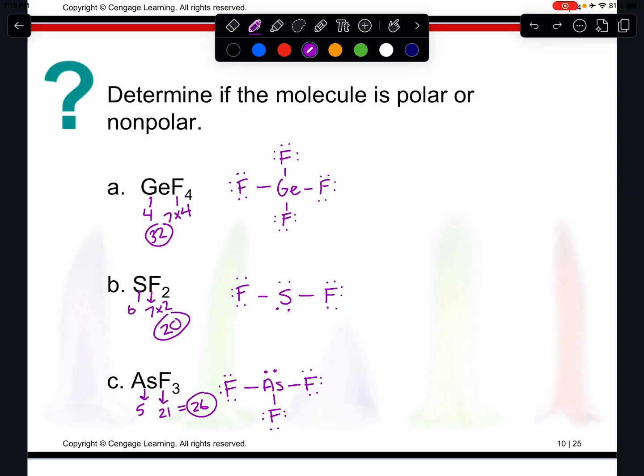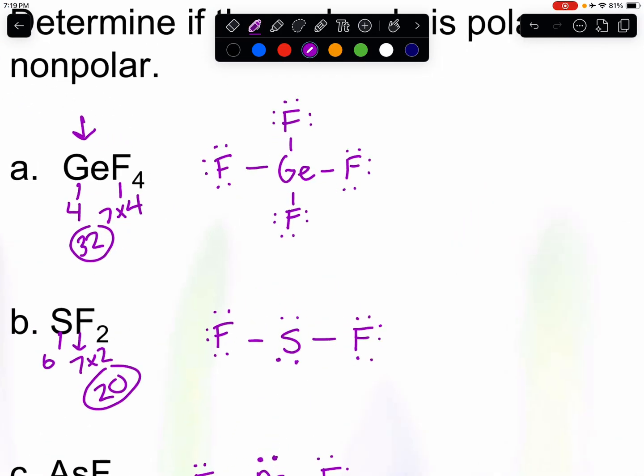So determine if the molecule is polar or nonpolar. I'm going to talk you through my thinking. To save us some time, I went ahead and drew our Lewis structures. You're welcome to go ahead and try those just to make sure that you know how to do that. And the reason why, you cannot just look at a molecule and say, hey, this is polar. You need to look at the center atom in relation to everything around it.